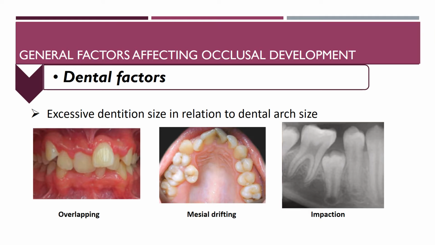The disproportion between teeth size and arch size can be either excessive dentition size in relation to dental arch size. As we see here, there is either overlapping and displacement when the dental arch is too small for the dentition, or teeth too large for the dental arch, or both. The teeth will be displaced. The most affected teeth are the last teeth in each group, either lateral incisors, second premolars, canines, and third molars. Or there will be an impaction of the teeth, which occurs when eruption of the teeth is completely blocked by other teeth due to crowding. Also, it affects the last tooth in each segment.